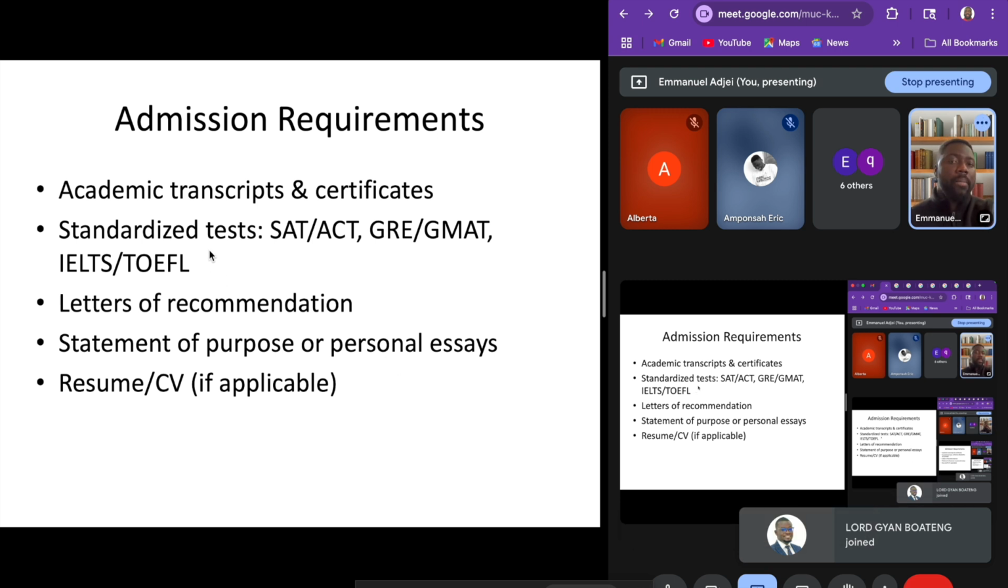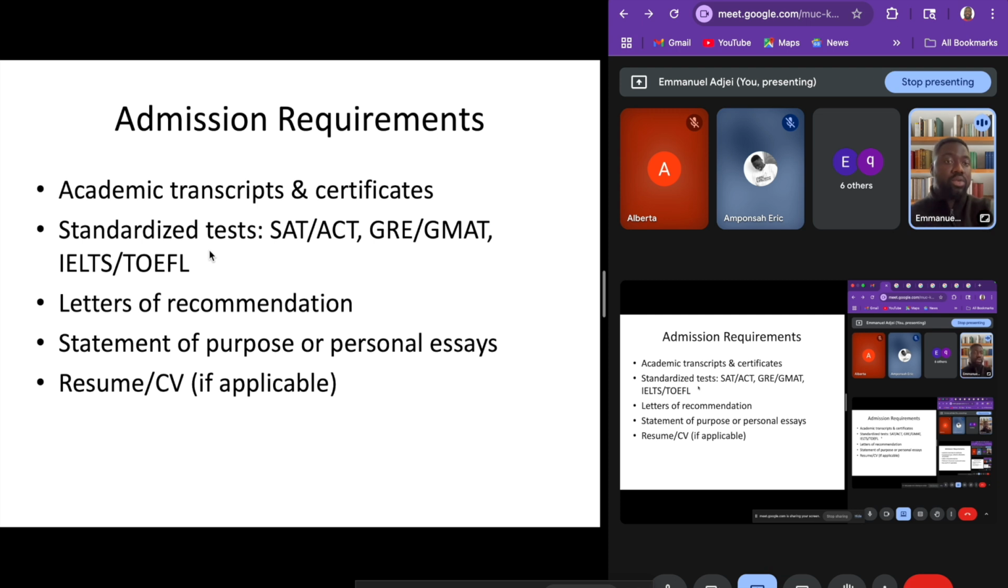Standardized test scores. Most universities in the US and in Canada, and I'll go through some of them, do not require you to write any test score at all. SAT and ACT are for people looking to do a bachelor's in the US. Now, GRE and GMAT are basically required at the master's or PhD level. And then IELTS or TOEFL is an English proficiency examination required either in Canada or in the US.